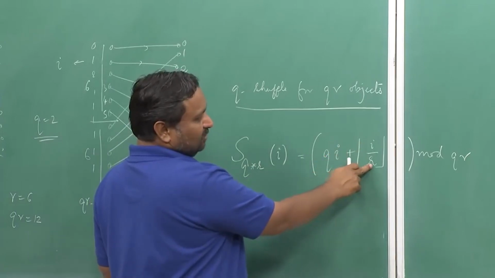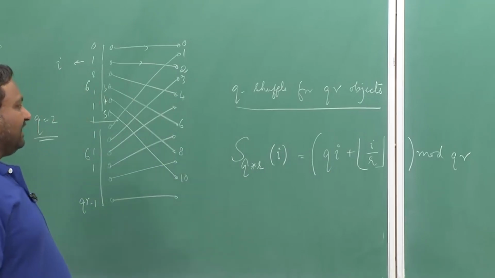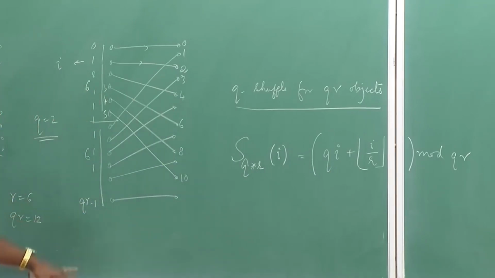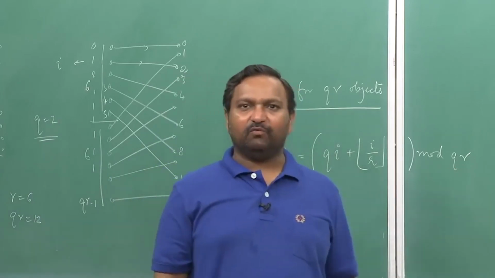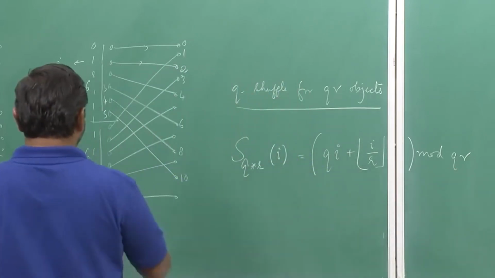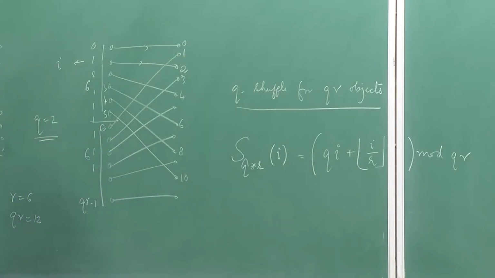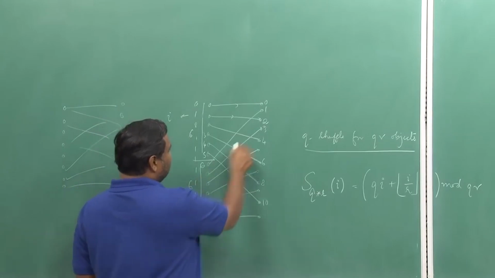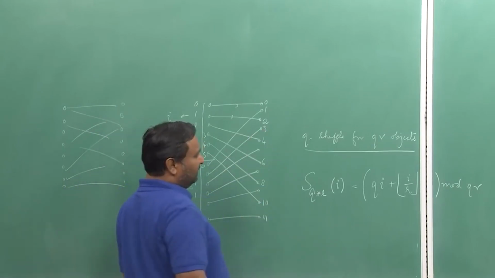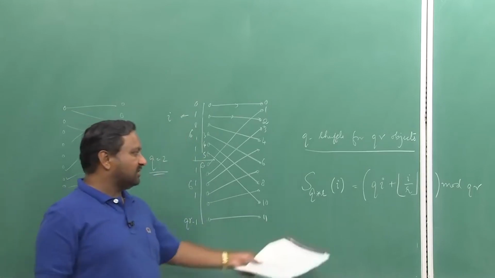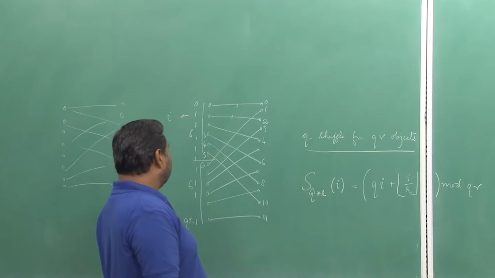6 by 6, the floor function will now give me 1. So 12 plus 1 is 13, QR is 12, and this is a modulo QR operation. So 13 modulo 12 will give me 1. So the sixth one gets connected to 1. The seventh one will get connected to 3 and so on, and the 11th one will get connected to the 11th. So this is how the shuffle is represented mathematically.